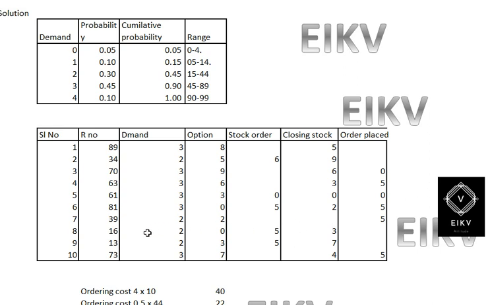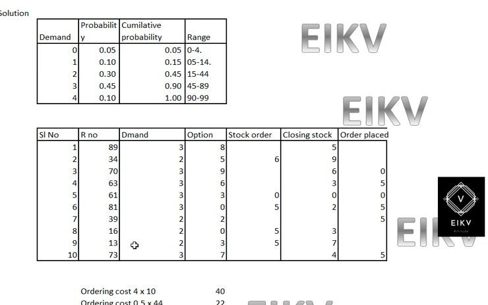Then on the 8th day the random number is 16, which means 2 is the demand. Therefore, the previous order, the second order, has been delivered on this day. Therefore 5 will be the stock inward and 2 will be sold. Therefore, the closing balance should be 3.